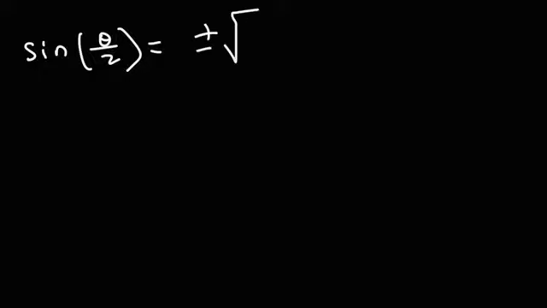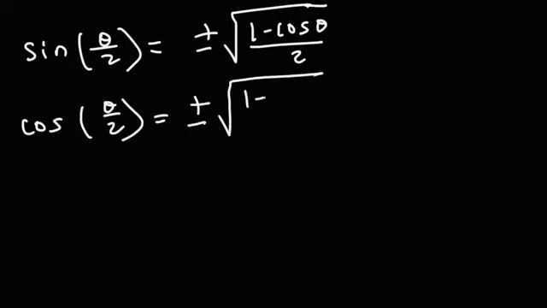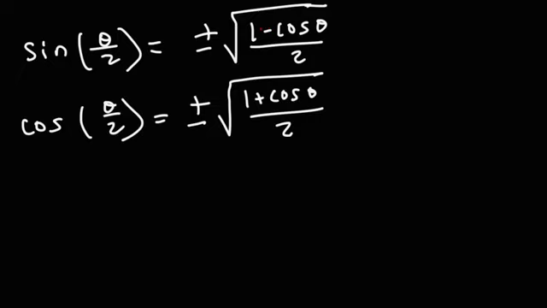Now let's move on to the half angle identities. Sine theta over 2 is plus or minus the square root of 1 minus cosine theta divided by 2. Next we have cosine theta over 2, and that's going to be plus or minus the square root of 1 plus cosine theta over 2. So these two formulas look very similar. The only difference is with sine theta over 2 you have a minus sign, and with cosine theta over 2 you have a plus sign. So be mindful of that difference.